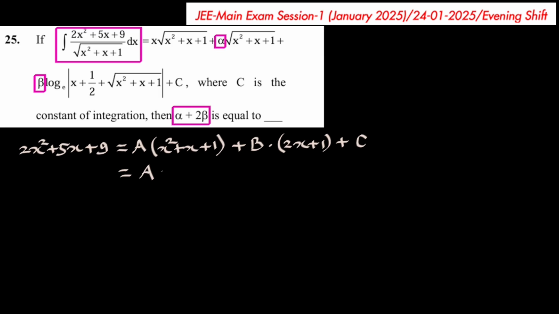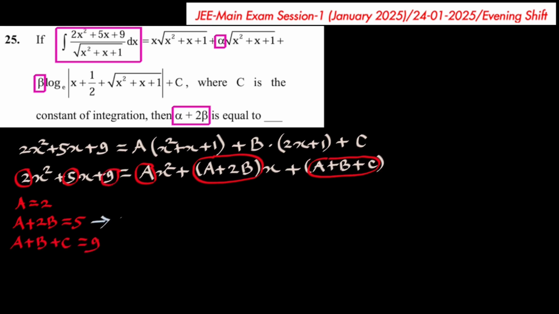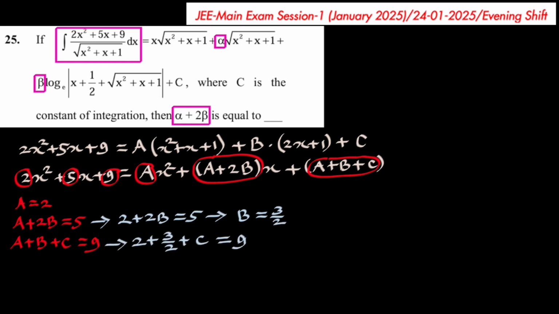On the right hand side, we get ax square plus a plus 2b into x plus a plus b plus c. Now we will compare the like terms of the left hand side and right hand side. So we will get a equals 2, a plus 2b equals 5, and a plus b plus c equals 9. From the second equation, 2 plus 2b equals 5 gives b equals 3 upon 2, and from the third equation, 2 plus 3 upon 2 plus c equals 9 gives c equals 9 minus 7 upon 2, c equals 11 upon 2.